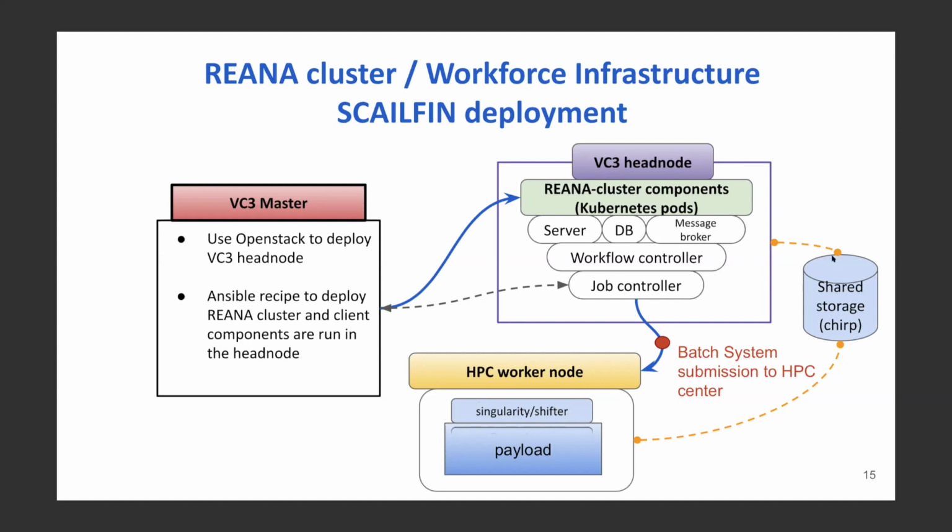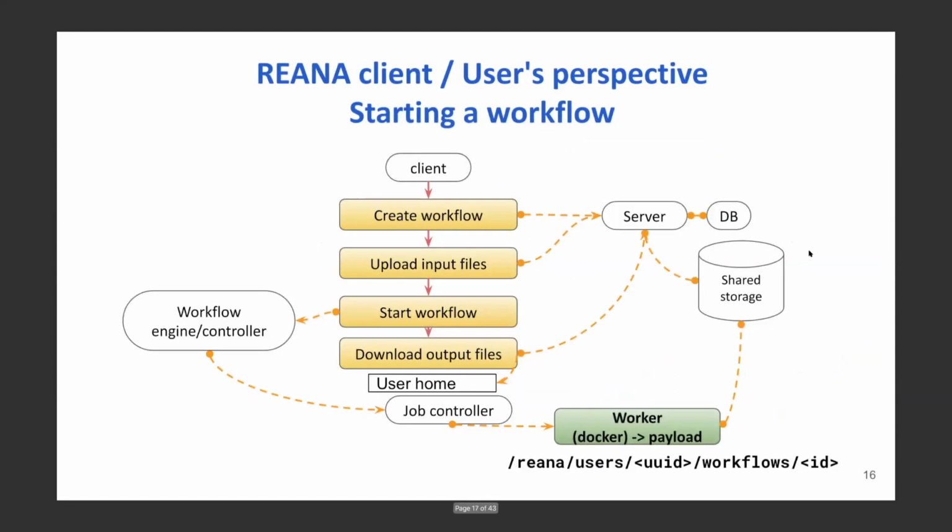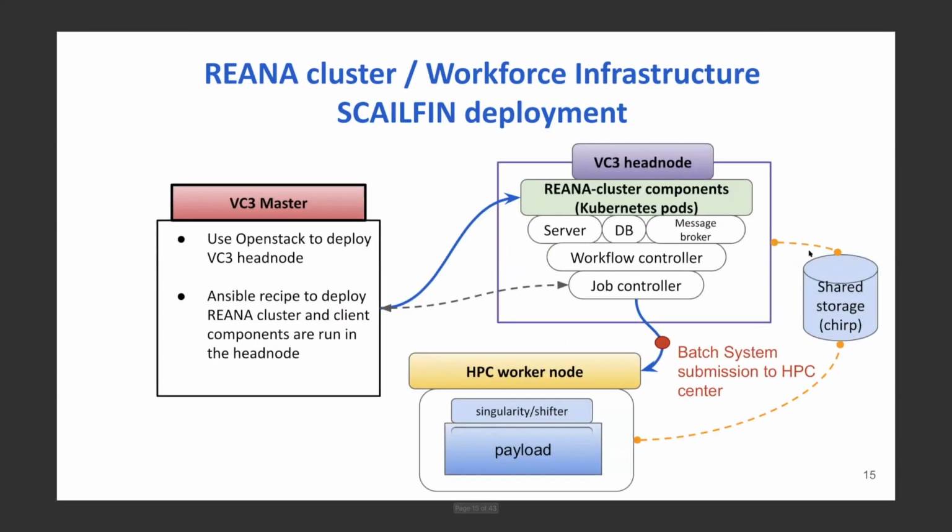Now, besides that, I mentioned there is also a shared storage that was handled through Kubernetes magic in the standard Rihanna deployment. So we had to replace that. And for that, we used something called Chirp. I will talk about Chirp later.